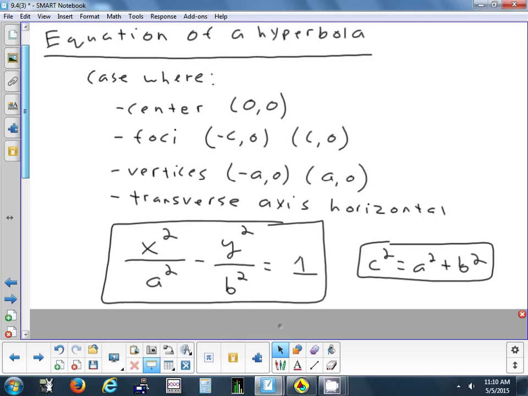Anybody notice anything different about the relationship between A, B, and C? Yeah? Addition instead of subtraction. Right. Yesterday it was c squared equals a squared minus b squared. Now it's c squared equals a squared plus b squared. It's a lot of little changes, but ones that if you forget about them, you mess it up.